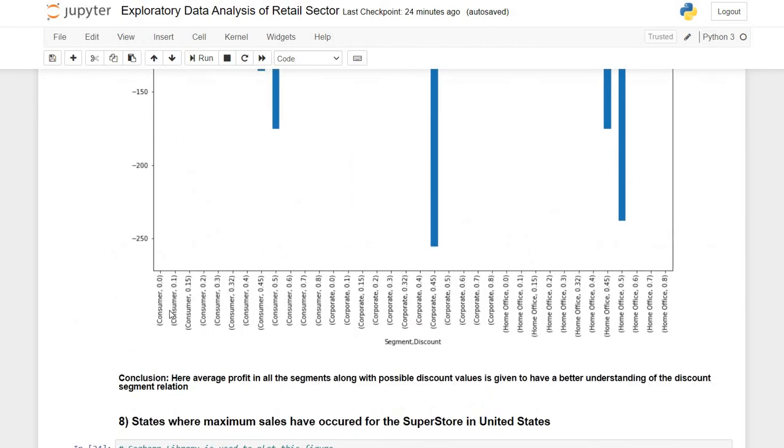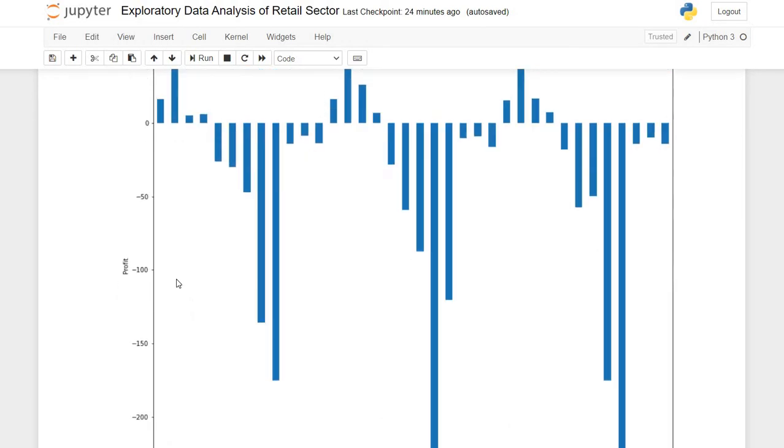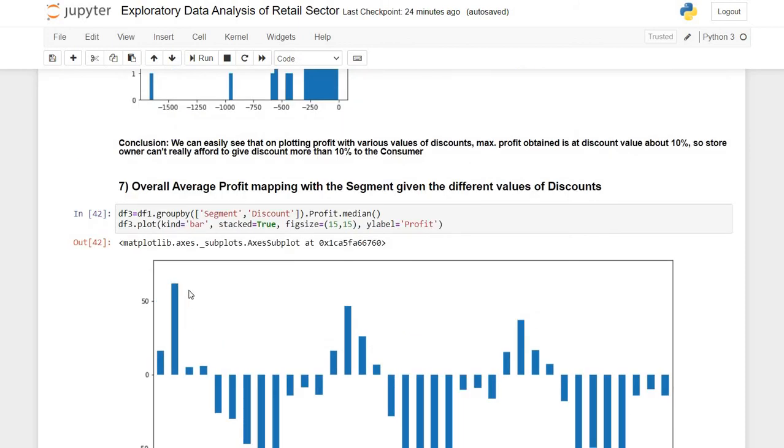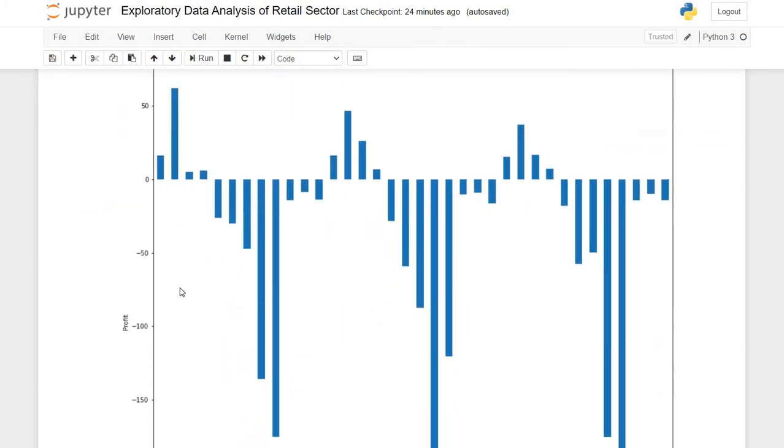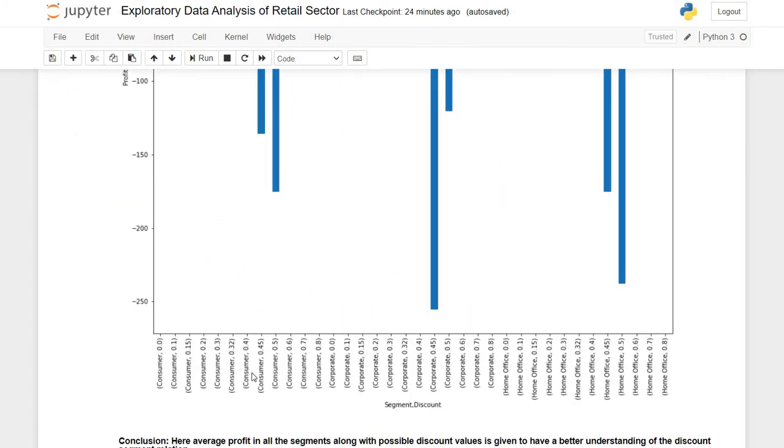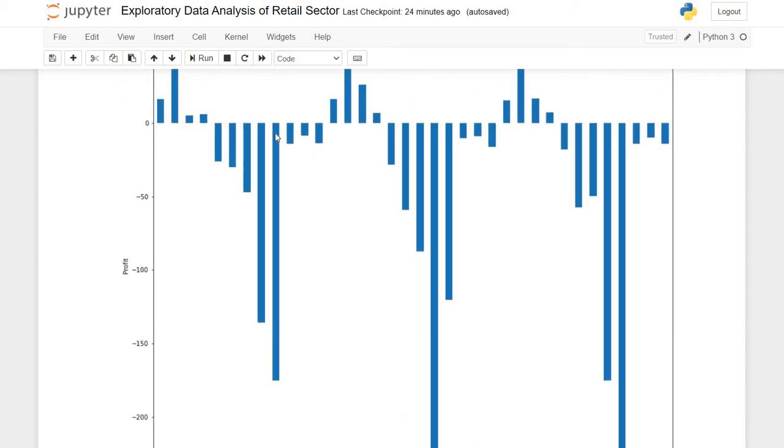And if the consumer segment is given approximately 10% discount, then the profit generated will be more. So really it is even more than that of zero discount. Now, if the consumer segment is given a discount around 0.45, like 45% discount, then the shop owner will incur a loss.